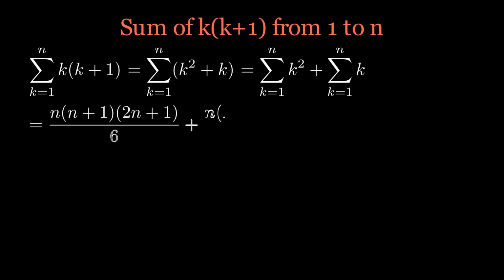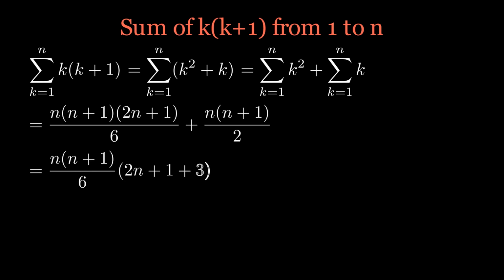We now use well-known formulas. The sum of k squared from 1 to n is n times n plus 1 times 2n plus 1 over 6. And the sum of k is n times n plus 1 over 2. Both terms have n times n plus 1 over 6. So we factor it out.